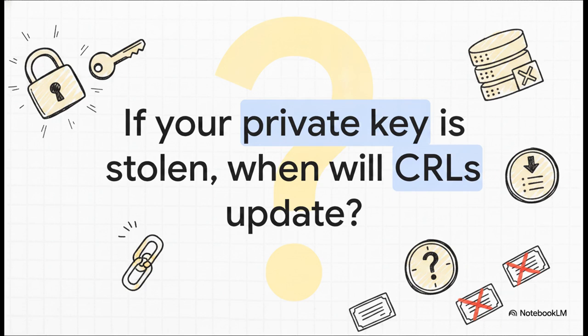Historically, this meant adding the serial number to a static certificate revocation list, or CRL, that clients periodically downloaded. More modern systems use OCSP, the Online Certificate Status Protocol, to query the CA in real time, though honestly, that introduces its own latency and privacy trade-offs. But the core vulnerability remains human latency.